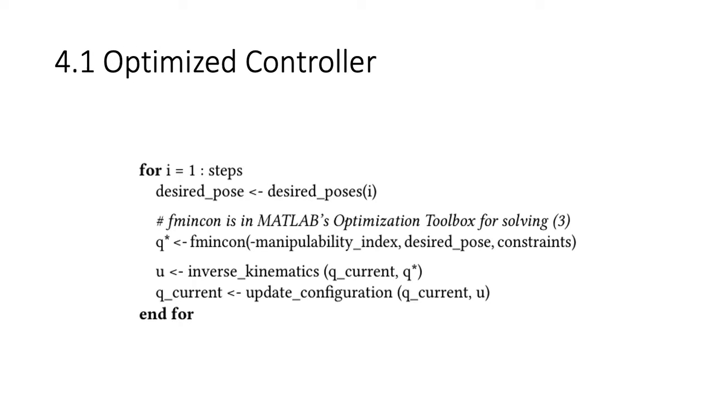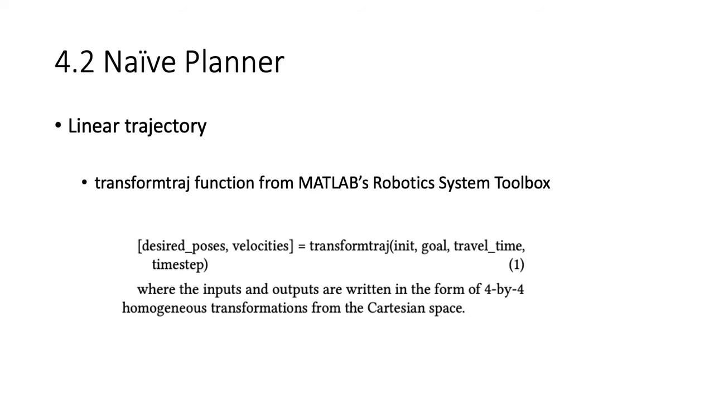Given the new configuration, the non-optimized controller simply uses inverse kinematics to calculate the control and uses the control to update the configuration. To solve the optimization problem, we can simply use fmin_con to find the optimal configuration with the highest manipulability index.